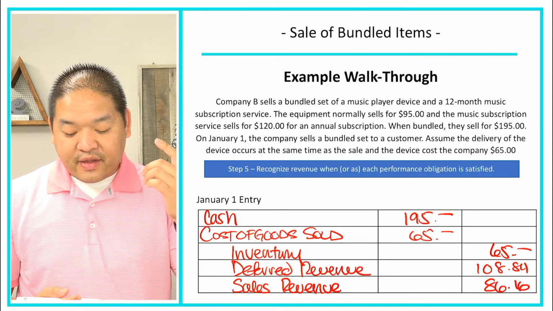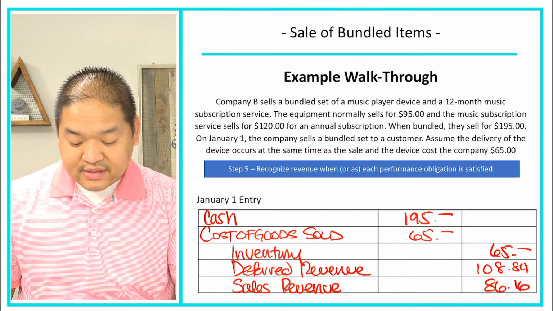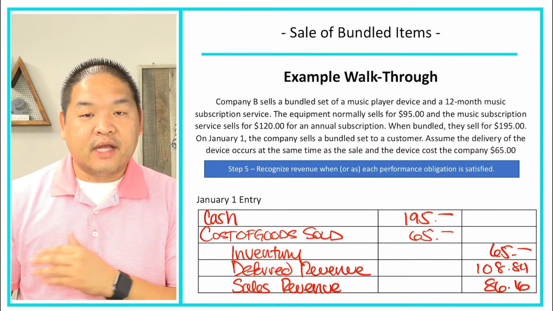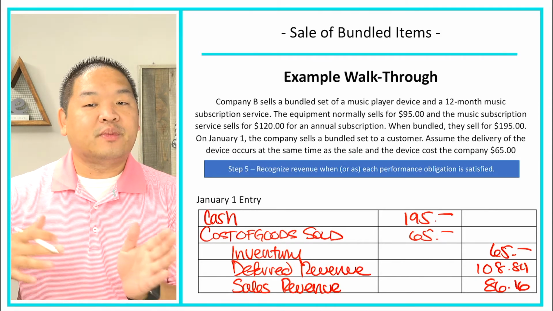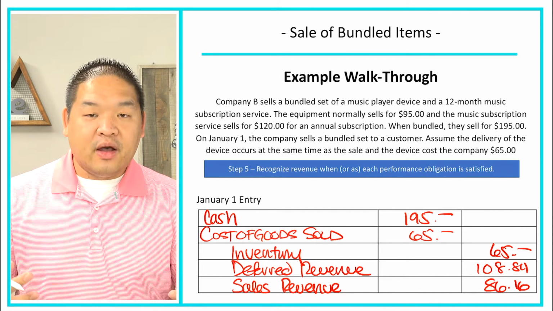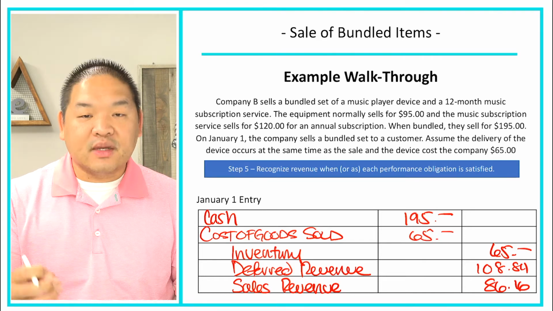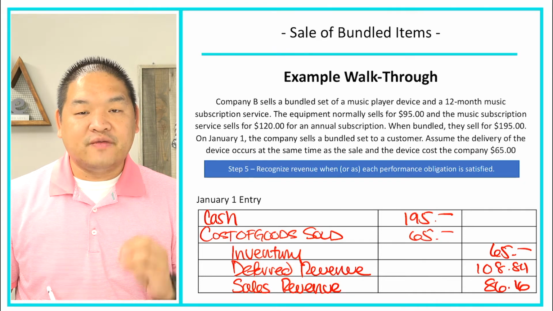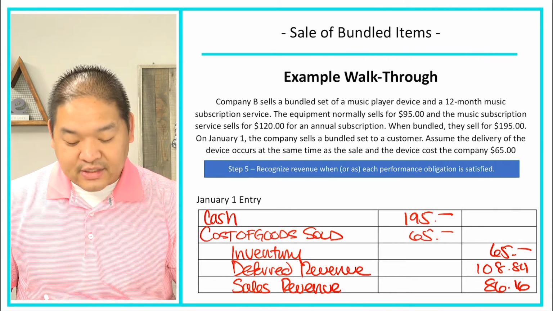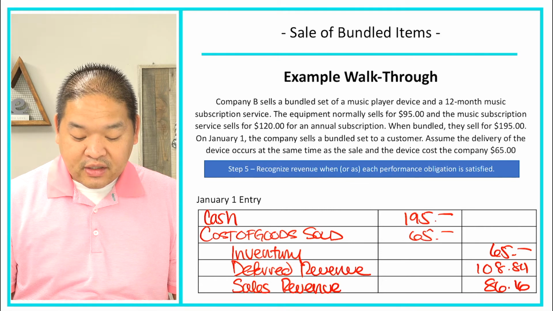So we have this cash that we received, $195,000, and we have the sale. The sale is $86.16, and then we deferred the rest. We deferred the rest because it's a service. We have to provide that service to be able to earn that revenue. Then we also booked the cost of goods sold by debiting cost of goods sold for the amount of the music player, because that was an actual device that we actually gave to our customers. We debited cost of goods sold, credited inventory for $65.